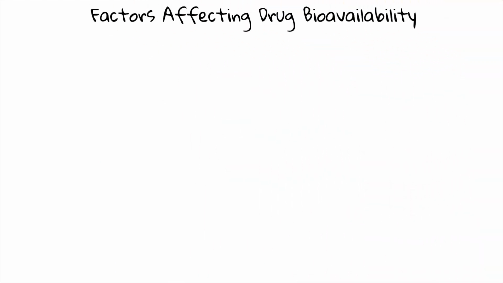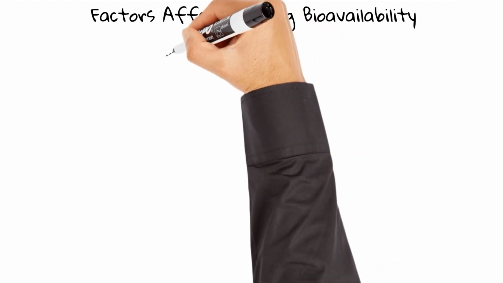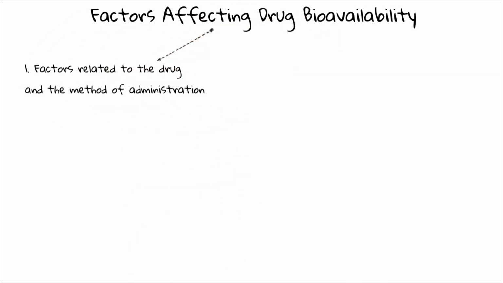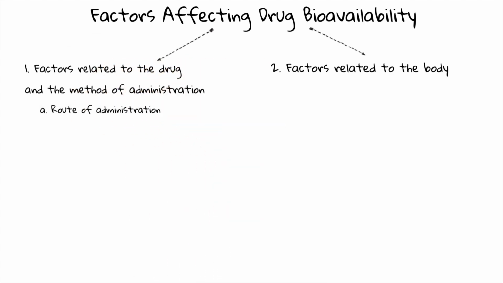Factors affecting bioavailability of drugs. Let's classify the answer and divide all the factors into two categories: factors related to the drug and method of administration, and factors related to the body. Route of administration. Like we already said, drugs given intravenously have 100% bioavailability, whereas drugs given by other routes must pass through a series of biological barriers, so that only a fraction may reach the systemic circulation.